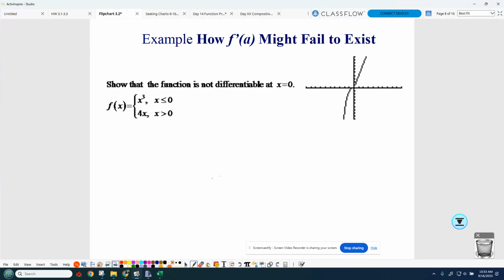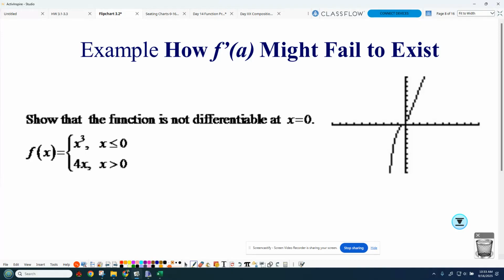Okay, so show some work to show that this piecewise function is not differentiable at 0. See if you can figure out the work to show.